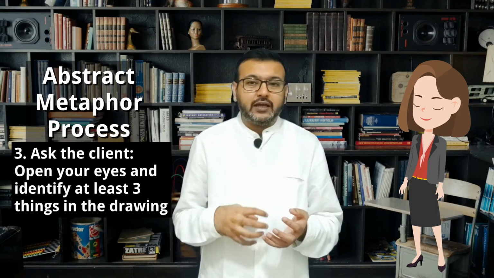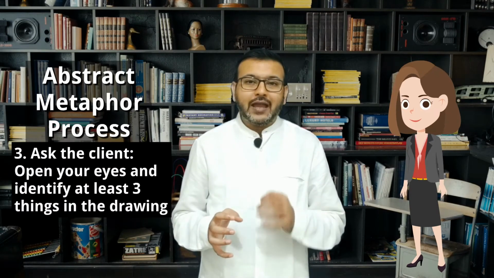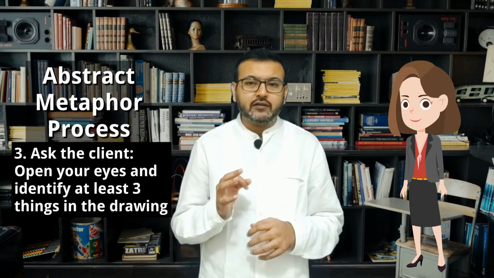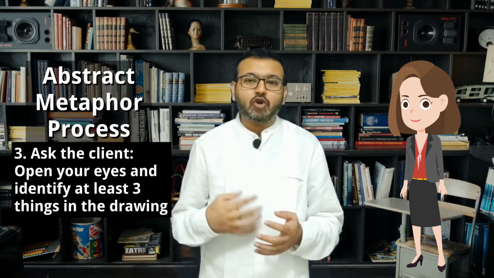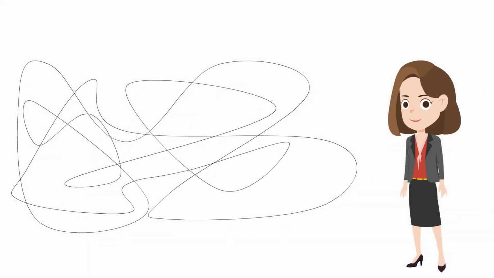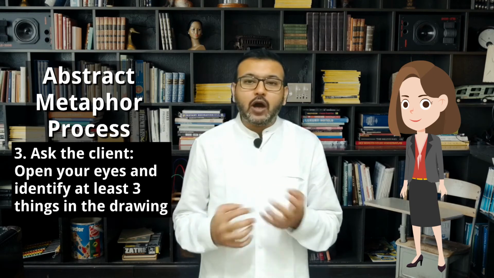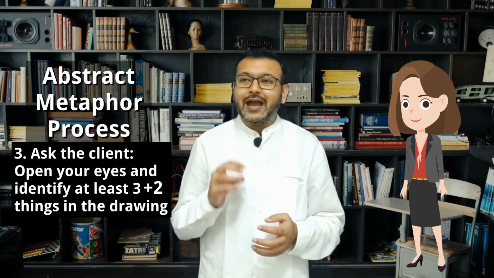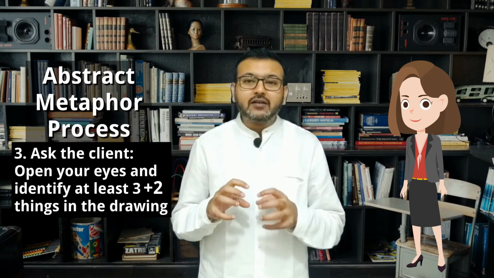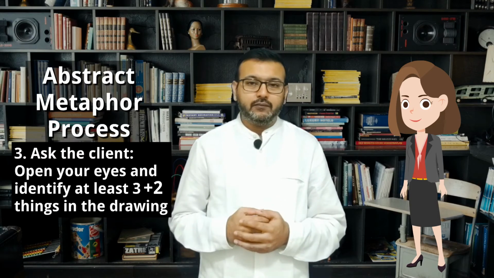Third step, after you have made this drawing, is to ask the client, open your eyes and identify at least 3 things, maybe shapes, items or objects in the drawing. What you're asking them to do is very similar to what children do when they see shapes in clouds. Once the client identifies 3 things, objects or shapes, ask them to identify 2 more and request them to mark these things that they've identified.